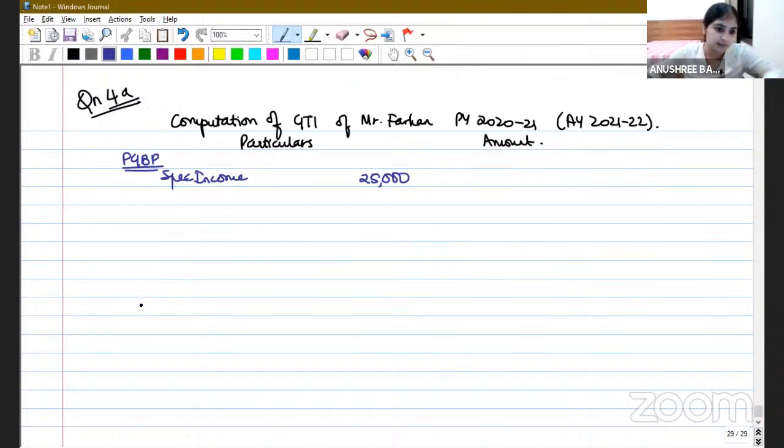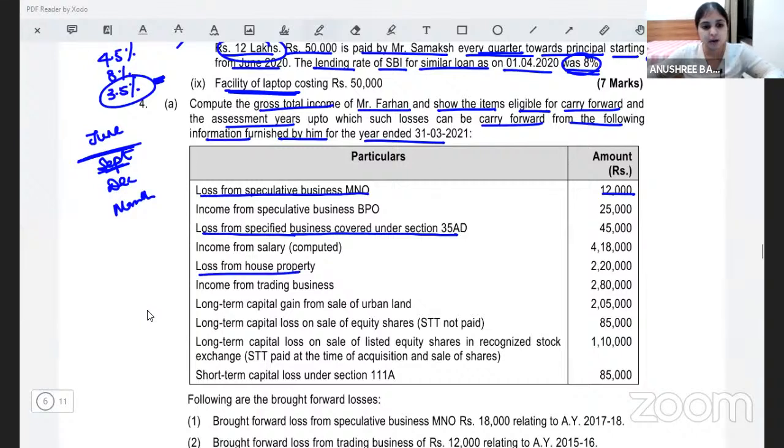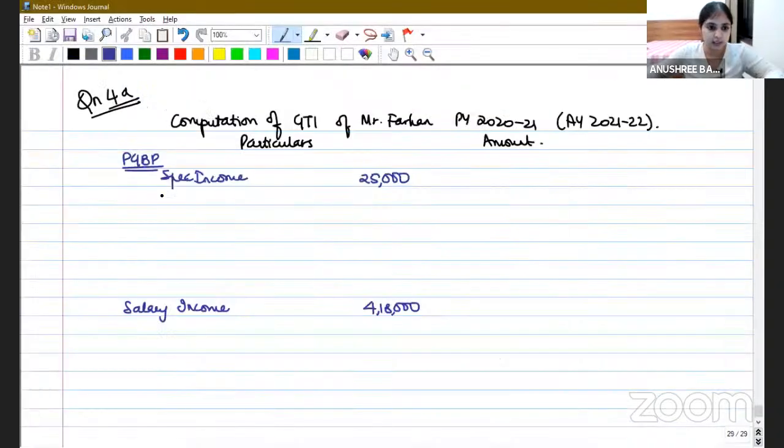So leave some gap, leave some 7 to 8 lines. Then write down salary income. What is our salary income? 4,18,000. Okay, then loss from house property, I'll keep this pending. Income from trading business, even this will go under PGBP. Trading business means non-speculative. So non-speculative income is how much? 2,80,000.